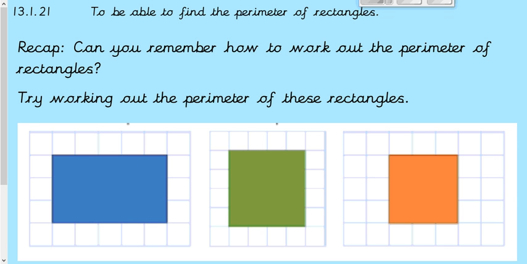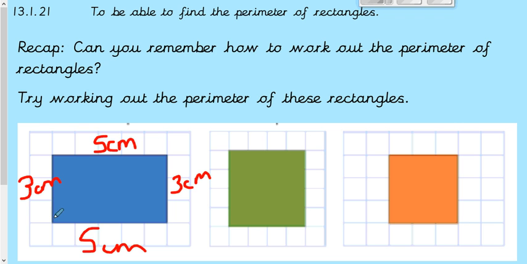Okay. So the first one then, let me just get my pen ready. So remember, we count how long the sides are. Okay. So we have 1, 2, 3, 4, 5. So each box is going to be a centimetre. So 5 centimetres, 1, 2, 3, and that's 3 centimetres. And remember yesterday, if we know that this one's 5, the opposite one's going to be 5. And if we know that this one's 3, the opposite one's going to be 3.